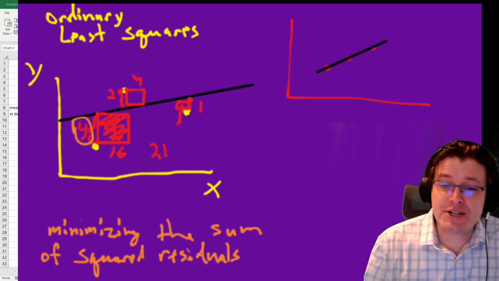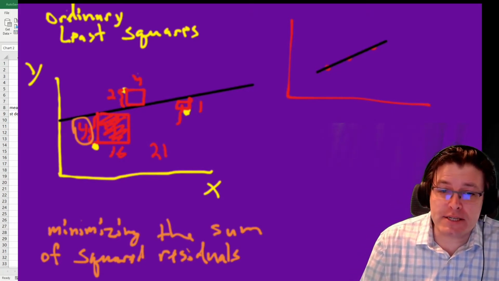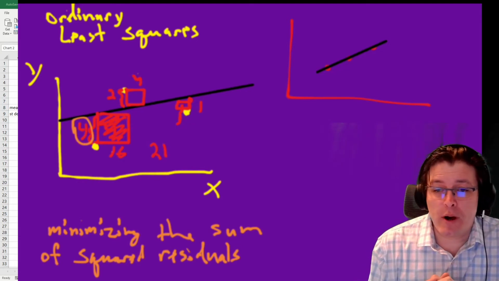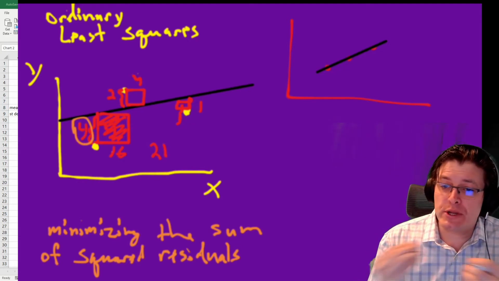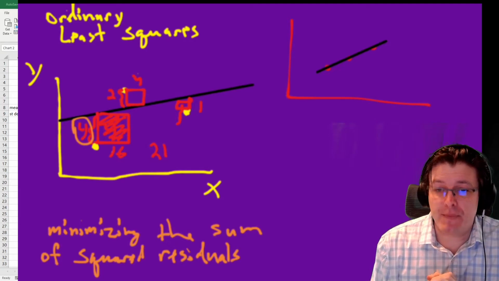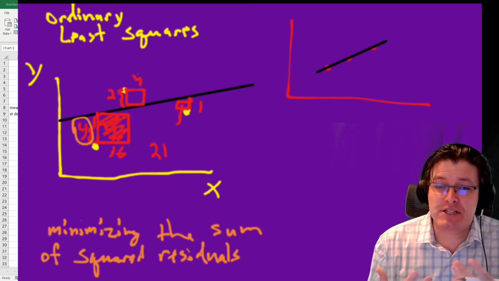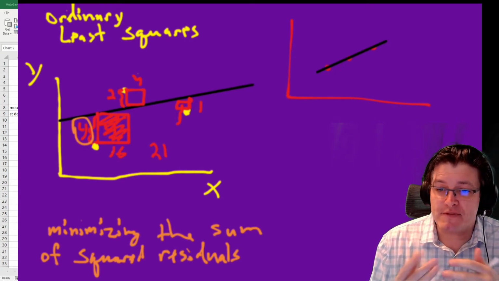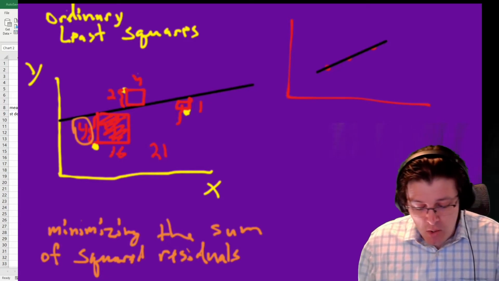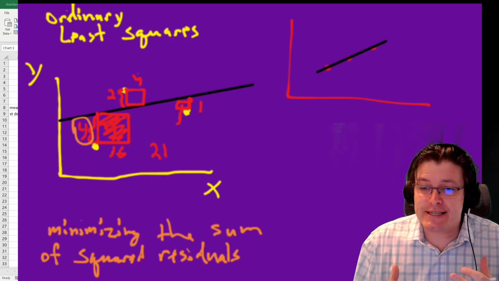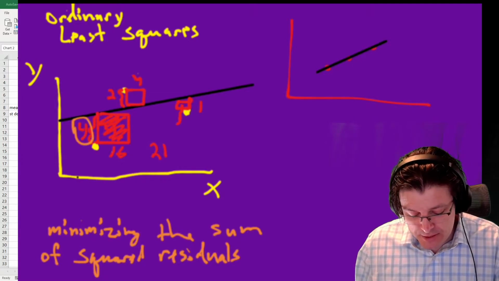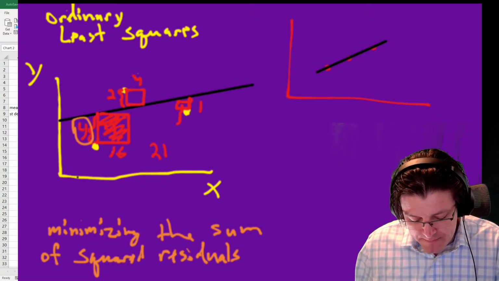Okay, and so the question is, is this the smallest sum of squared residuals that we could have, or could we draw a line that's better than that? And better, meaning it would have a smaller sum of squared residuals, right? And so we're looking for the least squares. So we could draw a different line.